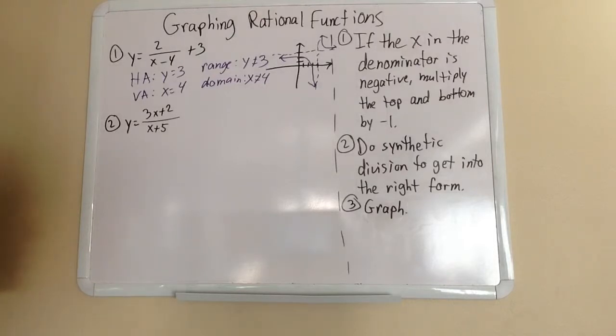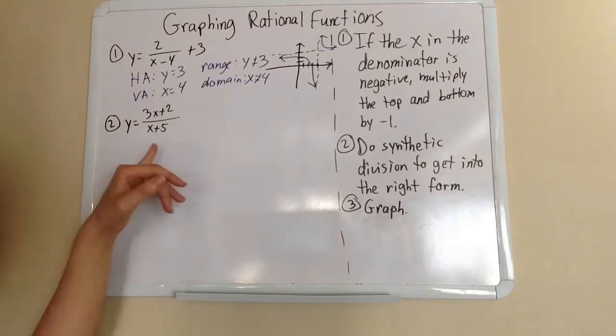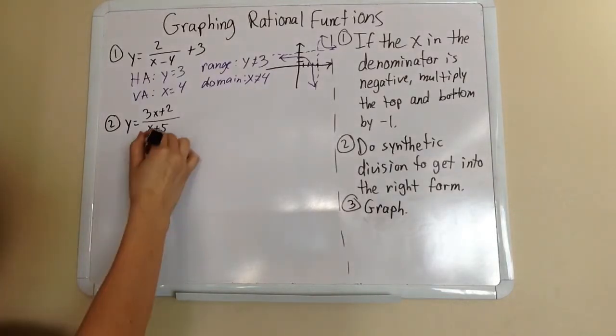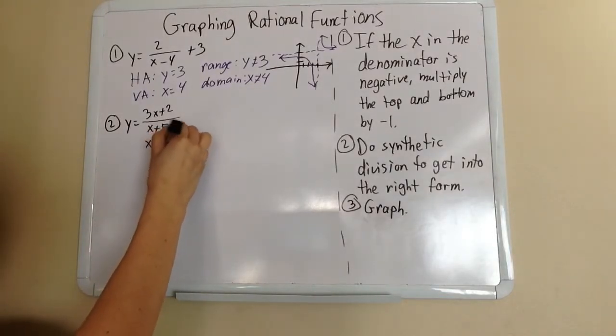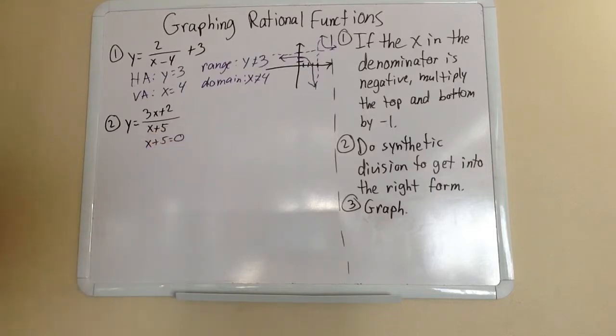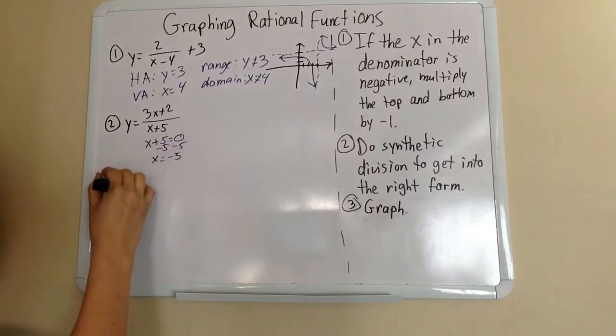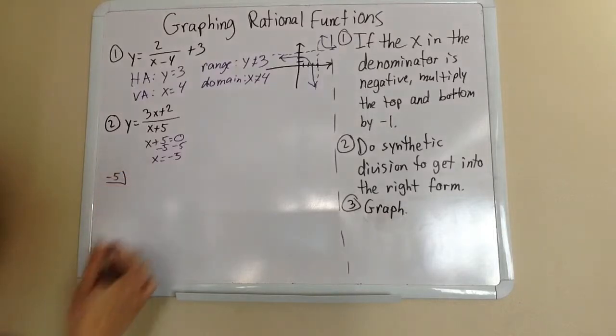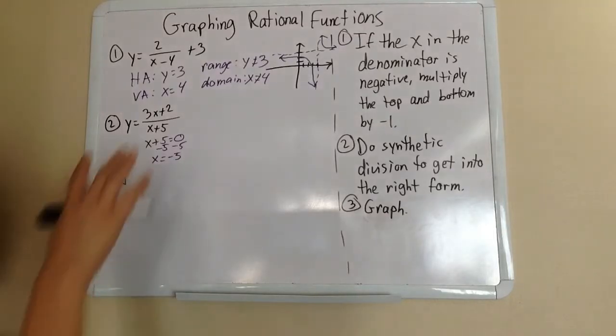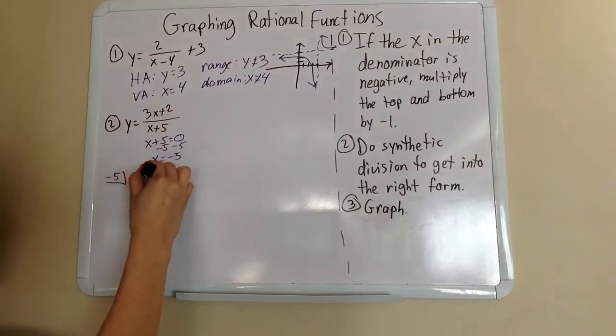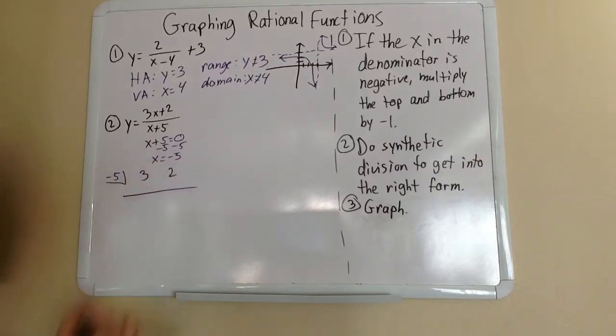So I'm going to do synthetic division. The first thing you want to do with synthetic division is you want to do x plus 5 equals 0. So you're setting the denominator equal to 0, and now we're going to solve for x. So we subtract 5 from both sides here to get x equals -5. Now with synthetic division, the -5 will go in our little box. The coefficients of the top part are going to go on the outside here, so 3 and 2.